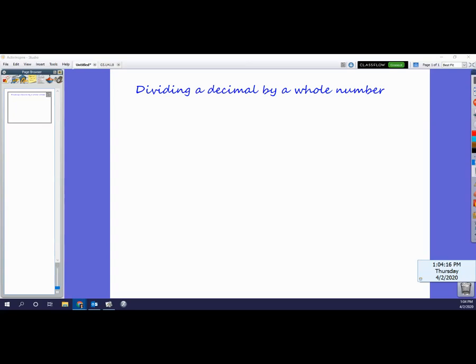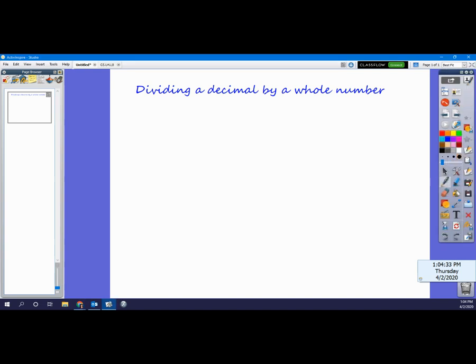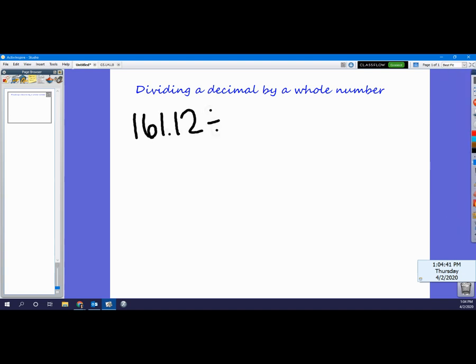All right, now we're going to be dividing a decimal by a whole number. So, if the dividend is a decimal number, now let's make sure I have my pen ready. Like 161 and 12/10 divided by, let's say, 38.